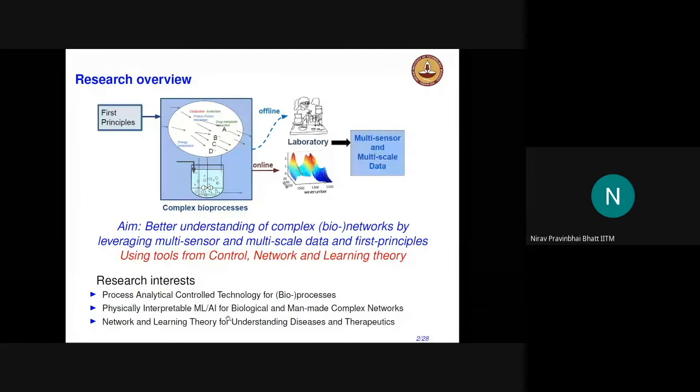And today's talk is mainly about how we can bring some of the physics to the biology and develop AI techniques which allow us to get interpretable results if possible, and possibly better results than current state-of-the-art models. And the last is, again, the implication of the second one: network and learning theory for understanding disease and possibly therapeutics in the future.